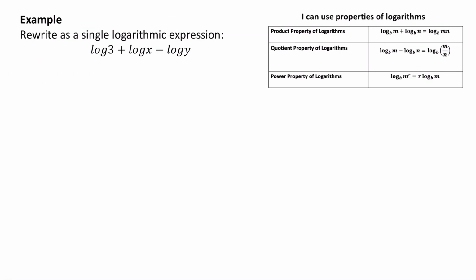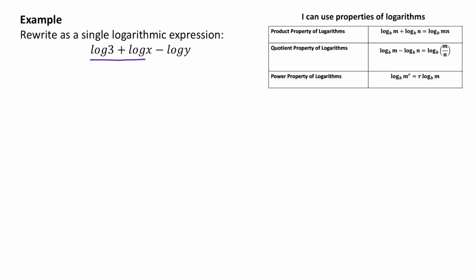Let's try now with 3 logs. So we have the log of 3 plus the log of x minus the log of y. So whenever I need to rewrite something that has 2 or more logs in it, I just take them 2 at a time. That makes it a little bit easier to look at which properties to use. So for example, I'm going to do the first 2.